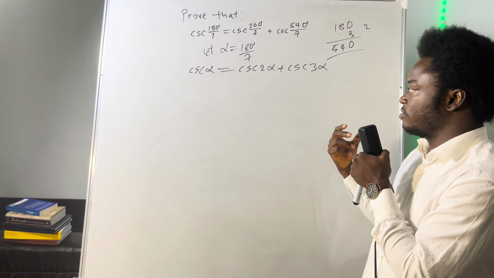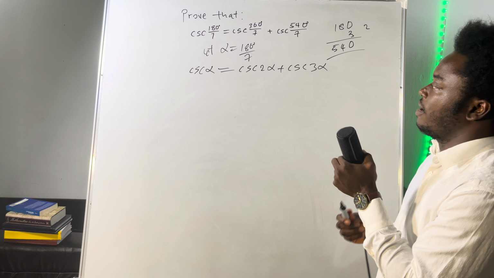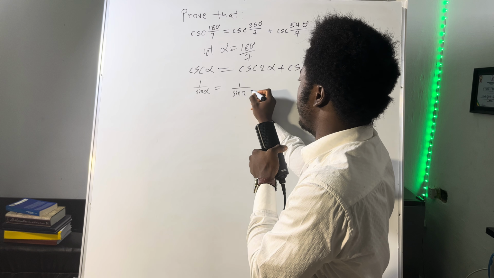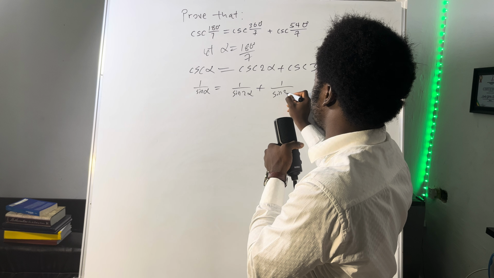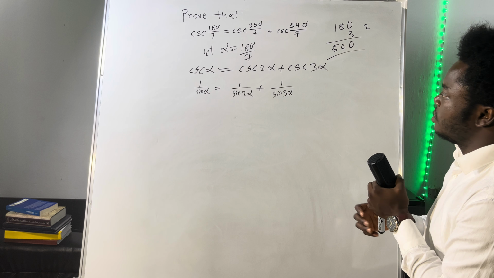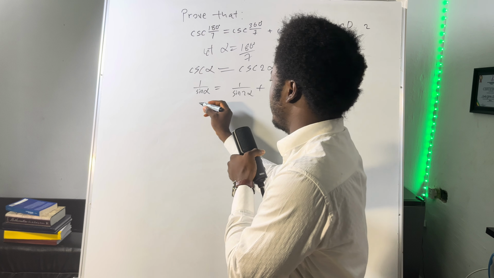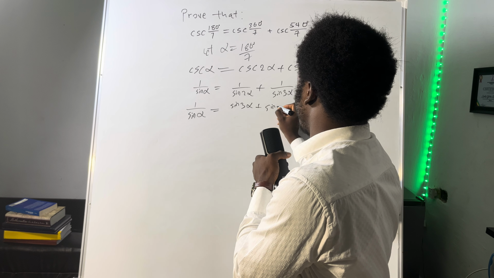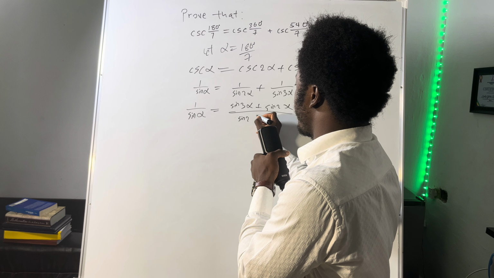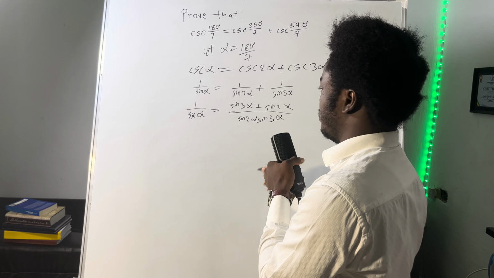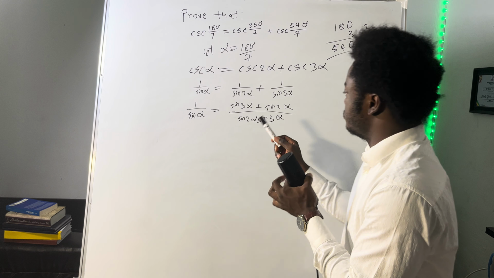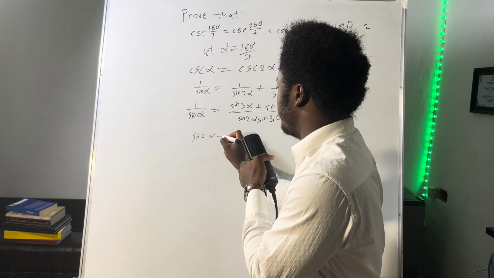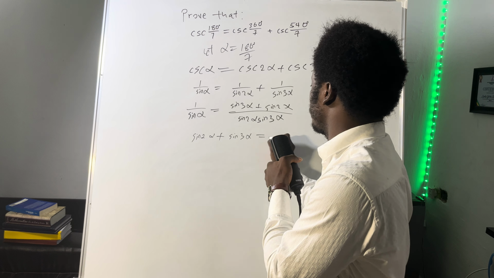And we can also now put cosecant in terms of 1 over sine. So we have that 1 over sine alpha equals 1 over sine 2 alpha plus 1 over sine 3 alpha. And we can do something again. We can write this as 1 over sine alpha equals sine 3 alpha plus sine 2 alpha, all divided by sine 2 alpha sine 3 alpha. So this problem can be reduced to something like this.